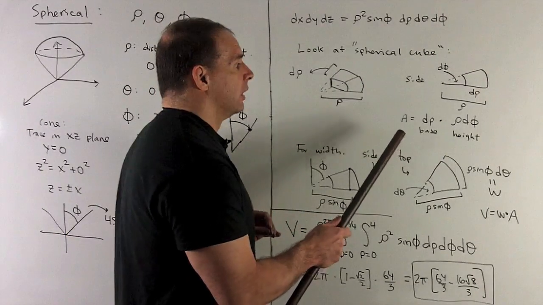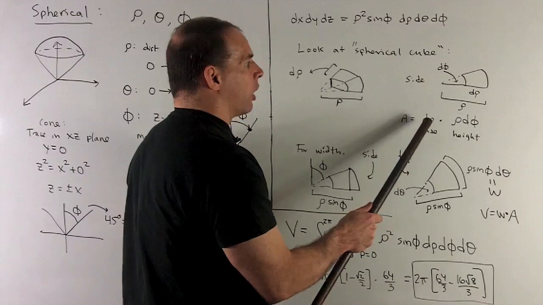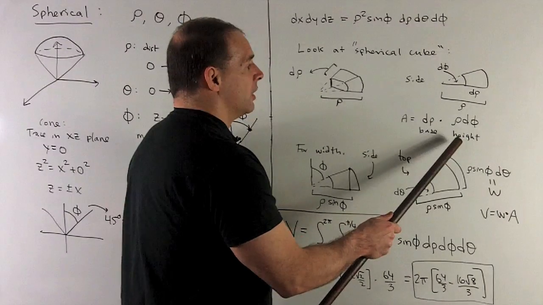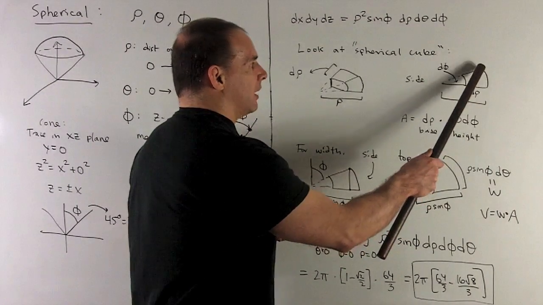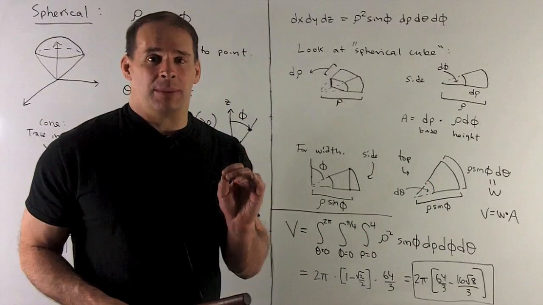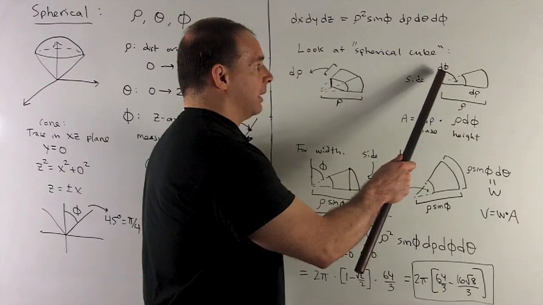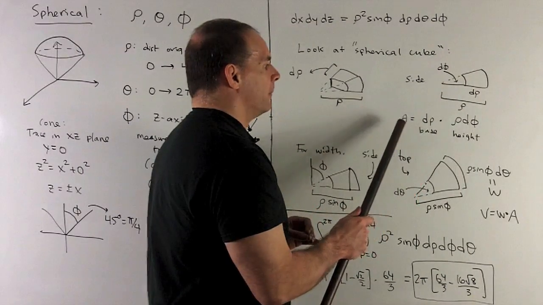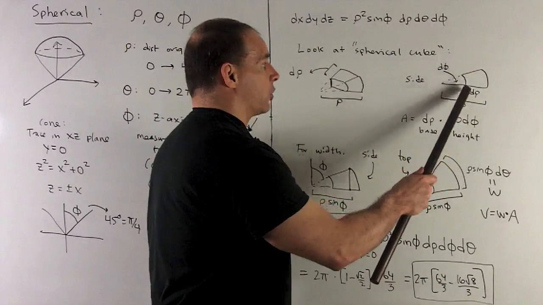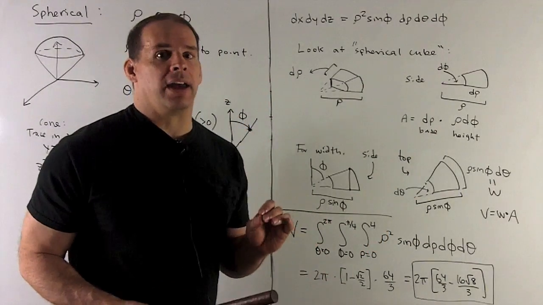So what are we going to have? Our base is just this little piece, so that's going to be d rho. So I just want the height. So what's the height going to be? Well, I want the length of this arc here. So what's that? That's going to be your angle times your radius. Radius is rho. My angle is going to be d phi. So the area of this spherical rectangle is going to be d rho, rho d phi.